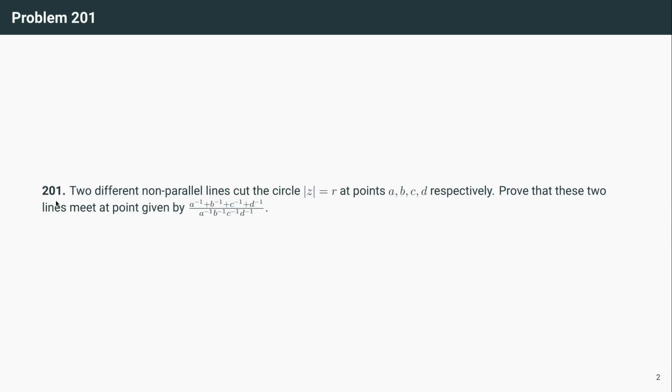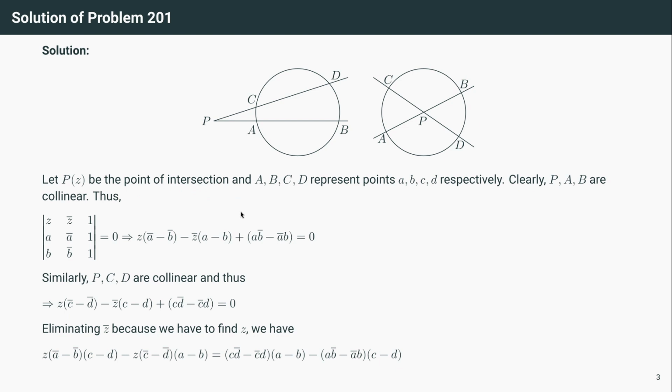Problem 201 says that two different non-parallel lines cut the circle mod z is equal to r at points a, b, c, d respectively. Prove that these two lines meet at the point given by (a inverse plus b inverse plus c inverse plus d inverse) divided by (a inverse, b inverse, c inverse, d inverse). So there are two cases of two such lines meeting: one would be that they meet outside, another is that they meet inside the circle.